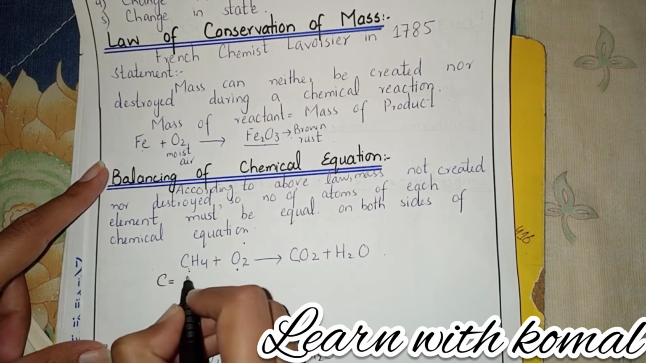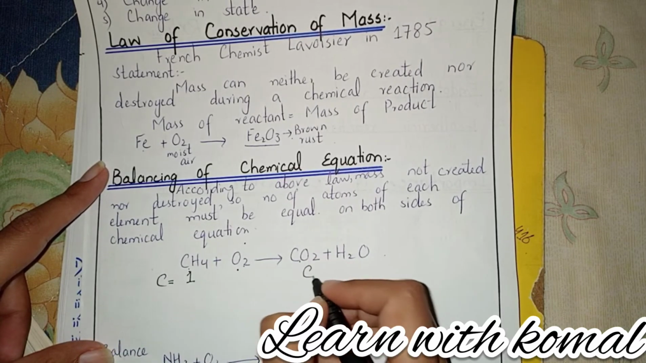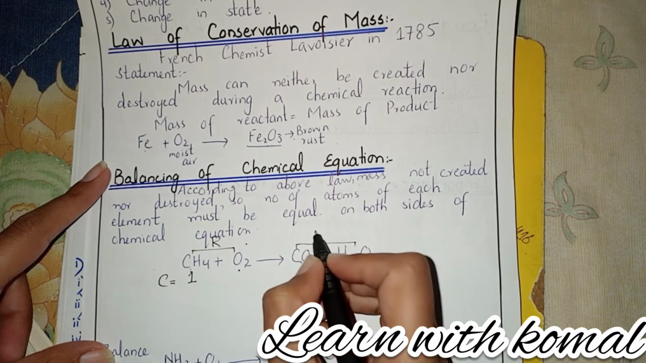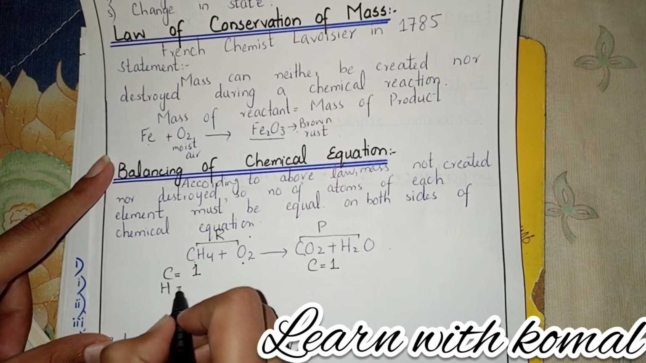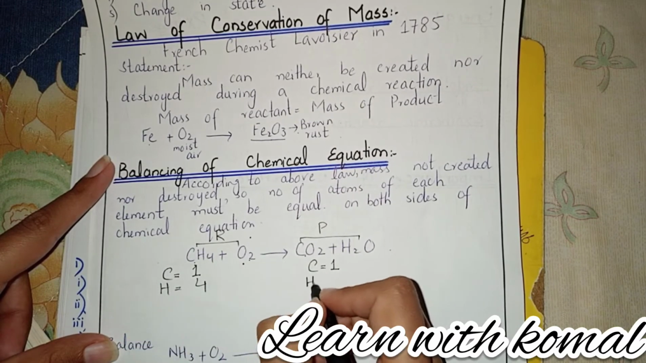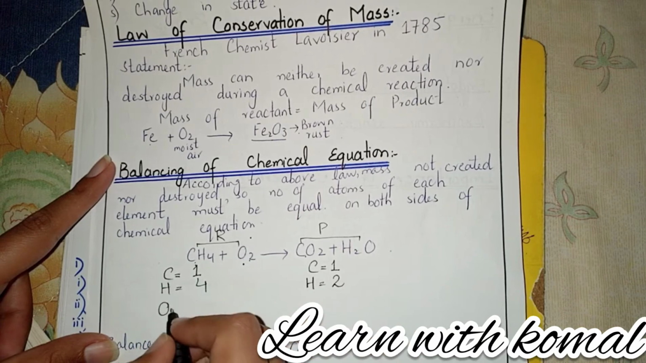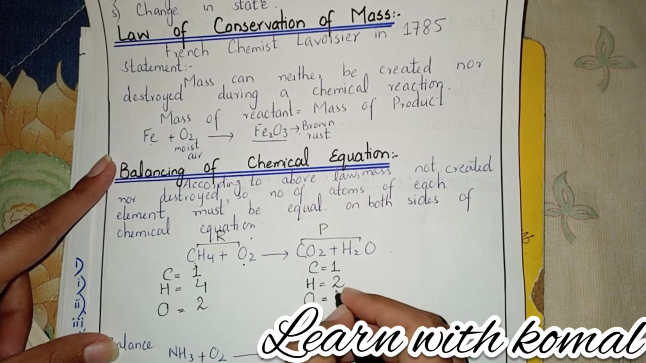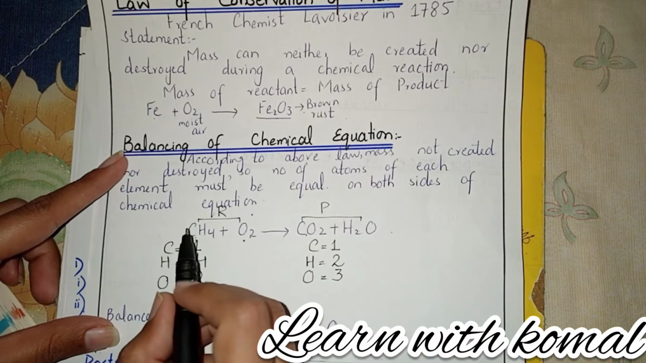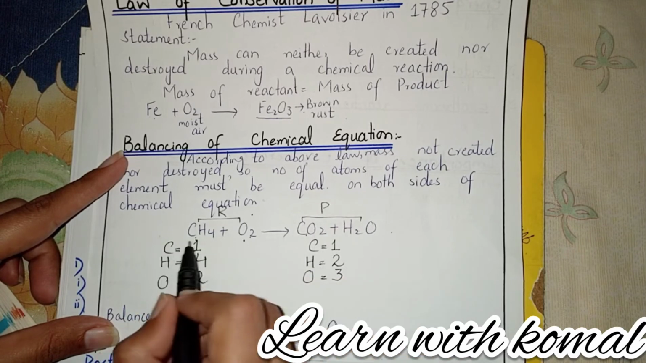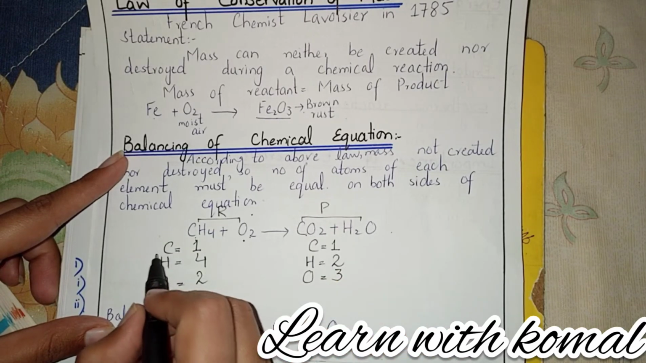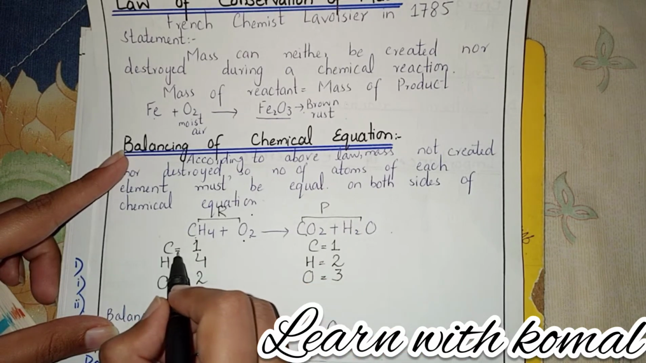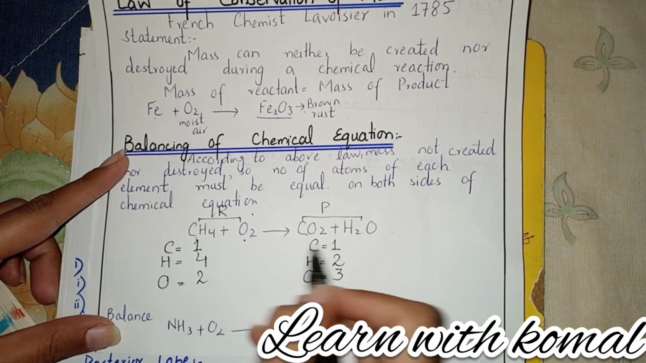Here carbon is 1, and here carbon is 1. Reactants, products. Here hydrogen is 4, and here hydrogen is 2. Oxygen is 2, and here oxygen is 3. The next step is to work with one element at a time. We have to work with one element. So here first we will balance the carbon, which is already balanced: 1, 1. No need of any balancing.